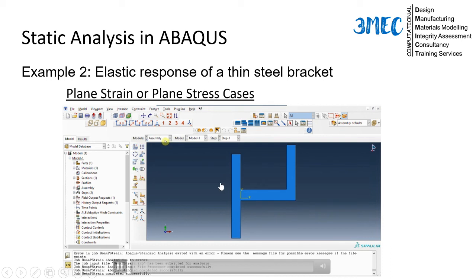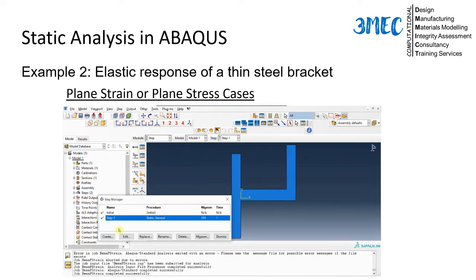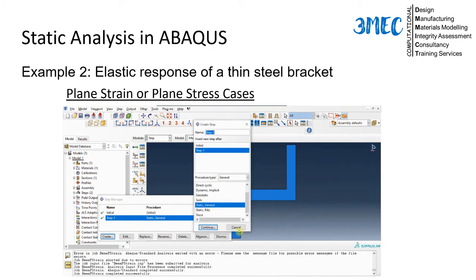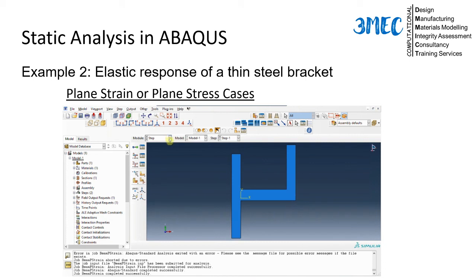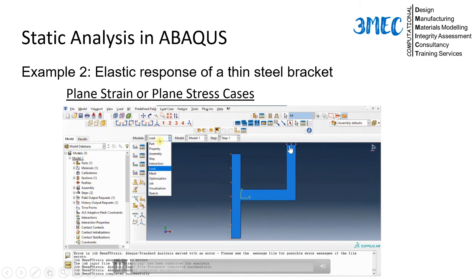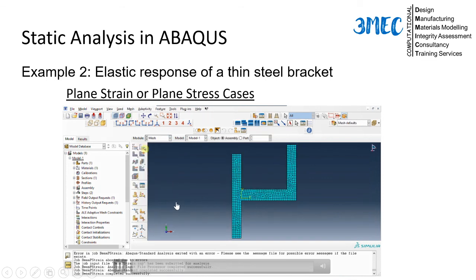Then I stress the part as I did for the 3D case. Steps are the same. I created a static general step, as I did for the 2D case, 3D case, sorry. Once I have done that, I move to the loads, because there are no interactions here. So I go to the load and fix one side here, and I apply a pressure of 1 megapascal on this side.